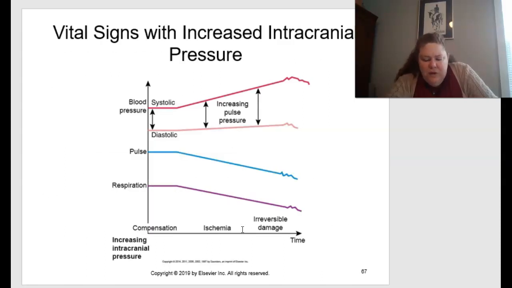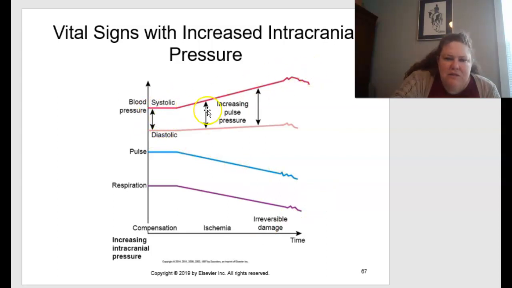This is figure 14.10, and this is where vital signs can change with increased ICP. So you can see that your systolic is going to increase, the pulse pressure, diastolic also increases a little bit. Your pulse can go down over time, your respiration goes down over time from the irreversible damage that can potentially be happening with the increase in ICP over time.